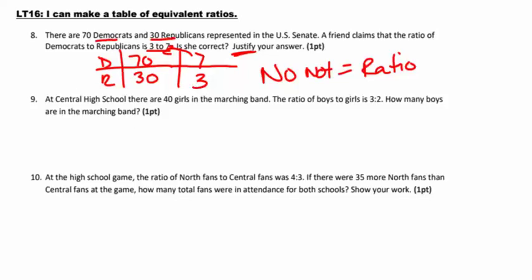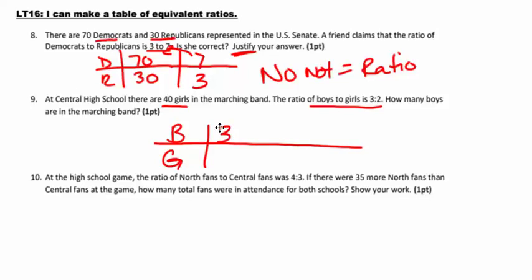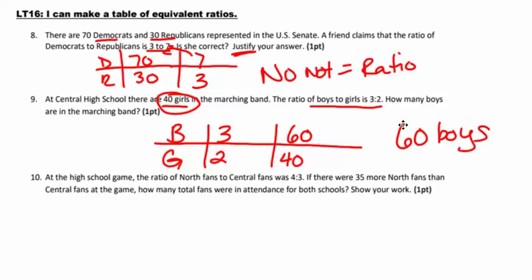All right, at Central High School, there's 40 girls in the marching band. The ratio of boys to girls is 3-2. So how many boys are there? All right, well, let's set up our ratio. We're looking at the ratio of boys to girls, and right now my ratio is 3-2. And I want to get to 40 girls. Here's my girls. So how did I go from 2 to 40? I multiplied by 20. So multiplied by 20, I get 60, so there's 60 boys. Okay? All right, next one here.